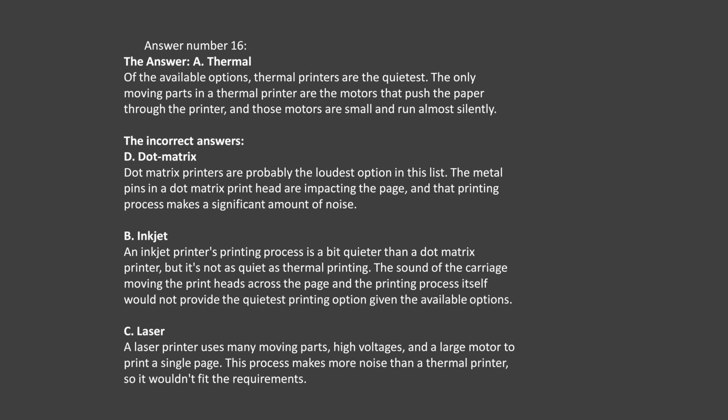The inkjet printer's printing process is a bit quieter than a dot matrix printer, but it's not as quiet as thermal printing. The sound of a carriage moving the print heads across the page and the printing process itself would not provide the quietest printing option given the available options. And C. Laser. The laser printer uses many moving parts, high voltages, and a large motor to print a single page. This process makes more noise than a thermal printer, so it wouldn't fit the requirements.